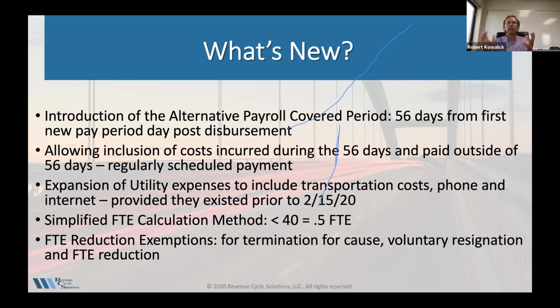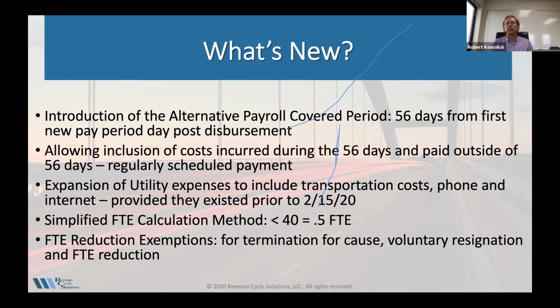And so they realized that normal schedules, you know, payroll pay dates and rent due dates, might not perfectly align with these 56 days. So they created a way for you to get full credit for all of your expenses that were incurred during the relevant 56-day period. So that's one of the major things that changed.